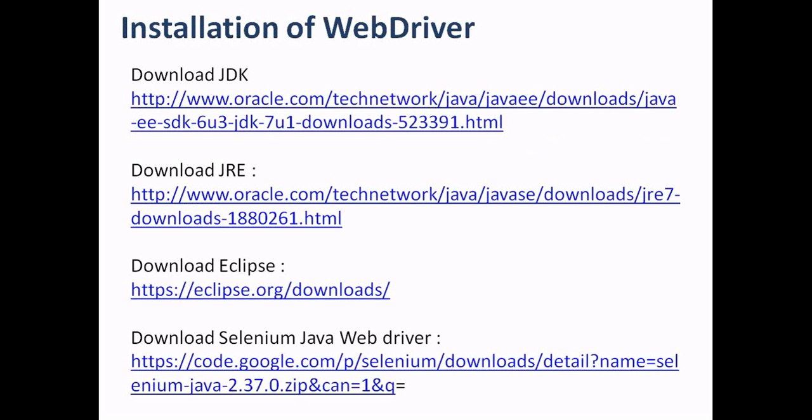So these are the links which will help you download the required environments. You can see the Java Development Kit, the Java Runtime Environment, and Eclipse, and also the Selenium Java WebDriver. You can go to these URLs and download the setup files. So let's see one by one how we can install and set up these environments in our local PC.